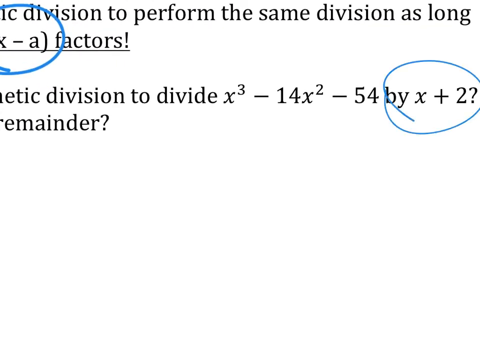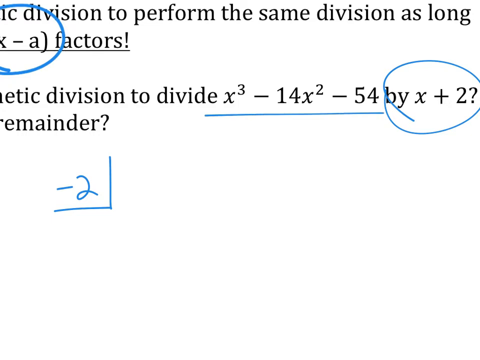First of all, x plus 2. If the divisor is x plus 2, then if you solve it, x is equal to what? Negative 2. All right, so here's what you do. You draw a little half of a box, and you put negative 2 inside.